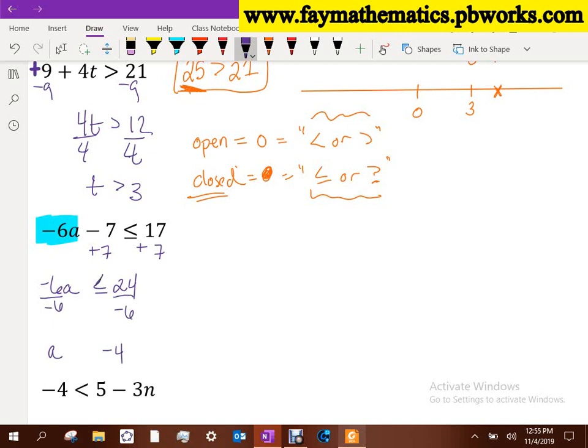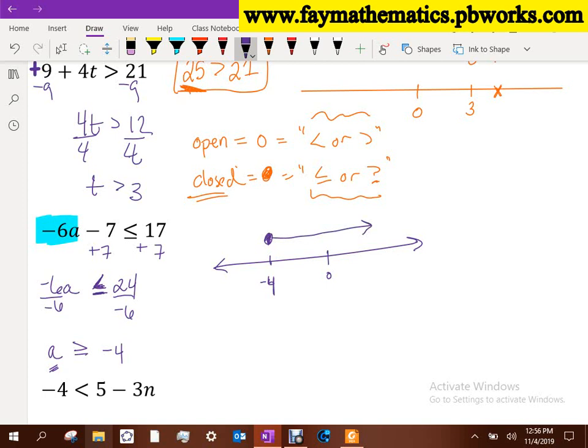I need to flip the sign. So right now, my sign is pointing to the a side, right? So it needs to point away from that then, to the negative 4. So we're graphing that. I'll show you why in a minute. So if I put negative 4 here, open or closed? Closed because it's equality, right? Shade what way? Right. So a is numbers that are bigger than or equal to -4, over there to the right.